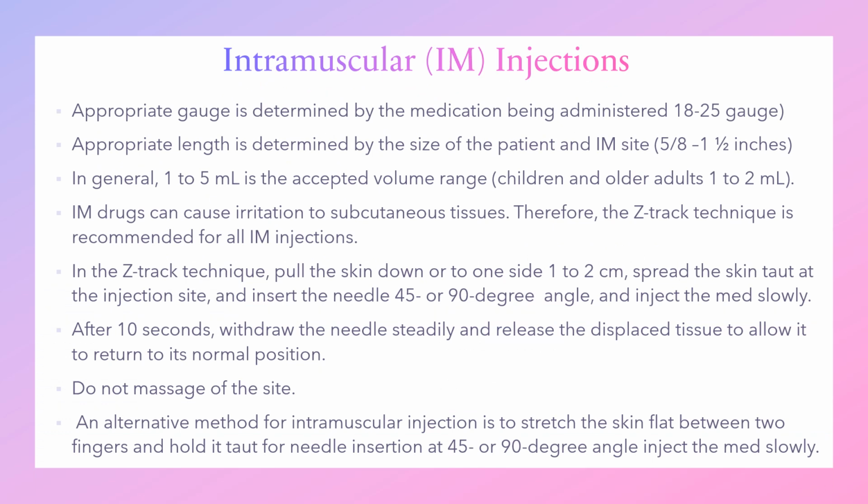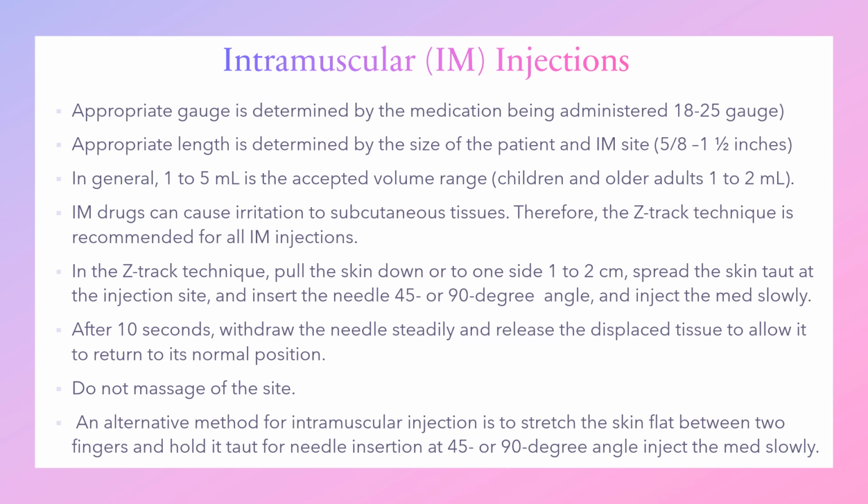When administering an IM injection, you are doing all of the basics. Then you are selecting the correct needle. So you need to select the correct gauge and length, as well as the correct syringe size, because for our IM injections, we can deliver a larger amount. So between 1 and 5 mLs is usually an acceptable range for an adult. And for a child or an older adult, 1 to 2 mLs IM is usually an acceptable range.